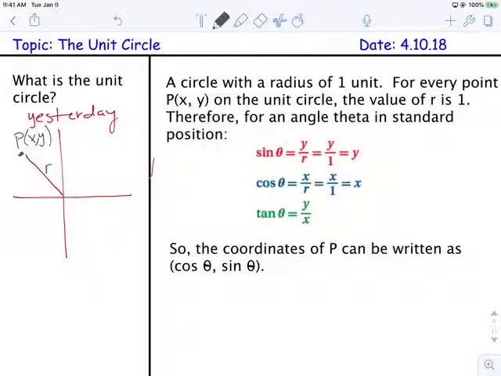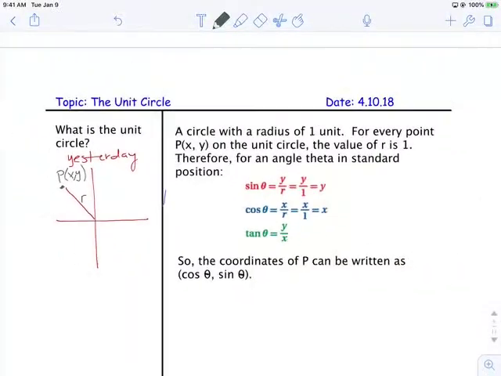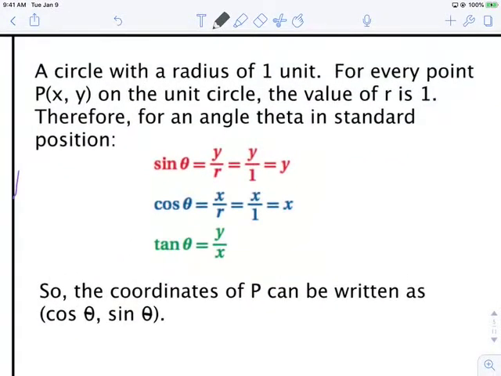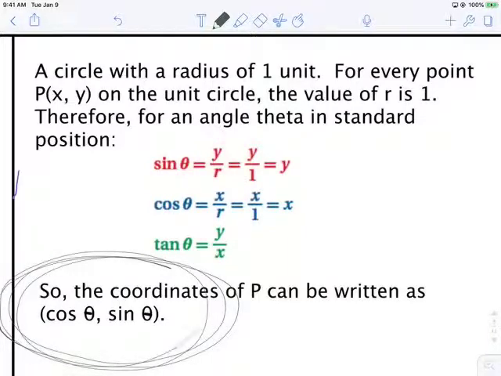Let's see, is there anything I really want to say on this page? Any questions you have on this page? Yep, Dennis? Just to make sure, you said that all y values would be sine and then all x values would be cosine? Right. The coordinates are going to be written as cosine, comma, sine.